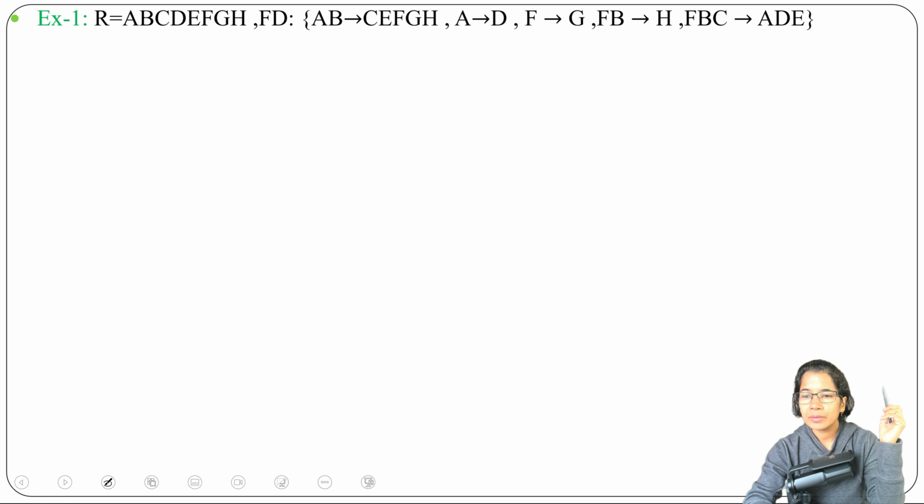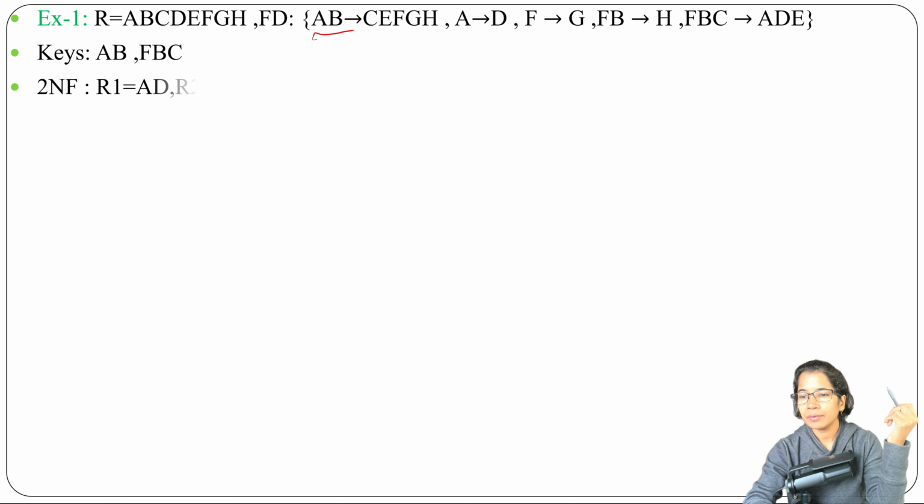Let's see some examples of BCNF. Example 1. R equals A, B, C, D, E, F, G, H and some functional dependencies are given. First we need to find the key. Here the key will be AB, as AB positive closure equals A, B, C, D, E, F, G, H. It contains all the attributes. Then the key can be F, B, C. Now in 2NF there can be two relations. R1 contains AD, since in 2NF there should not be any partial dependency. R2 contains the rest: A, B, C, E, F, G, H.